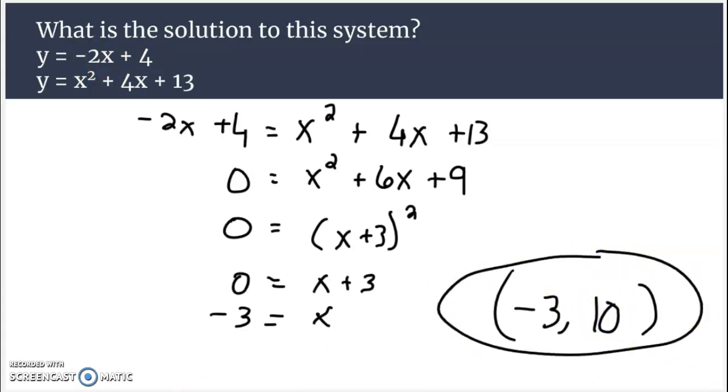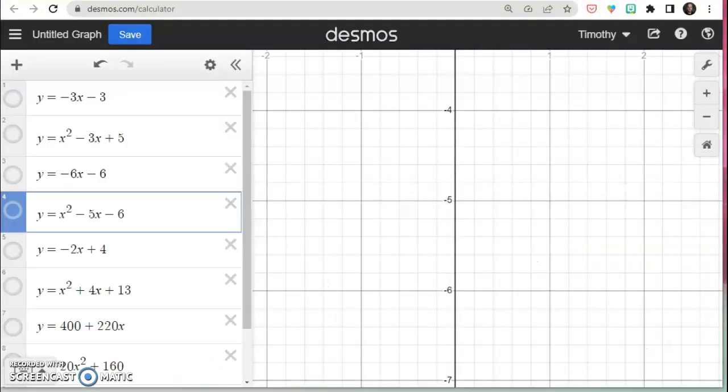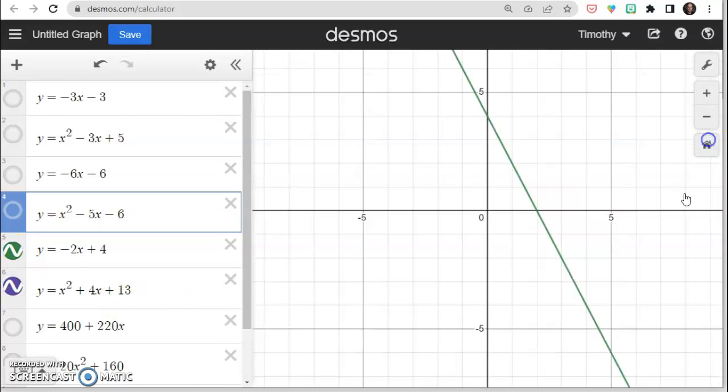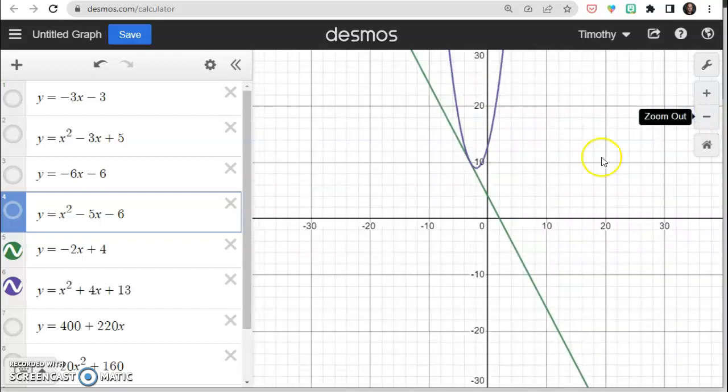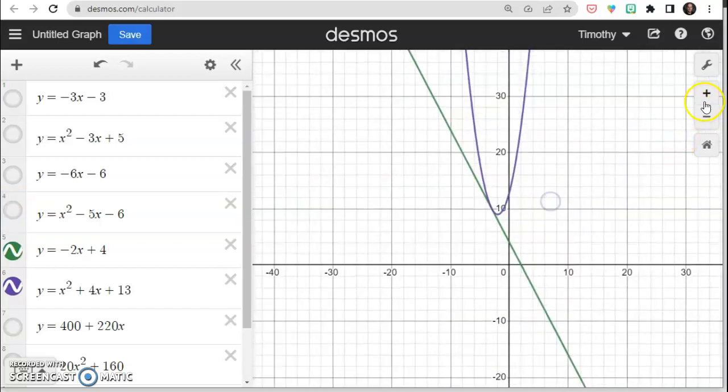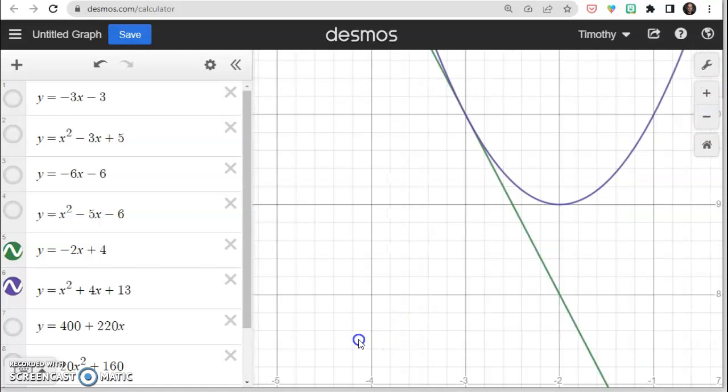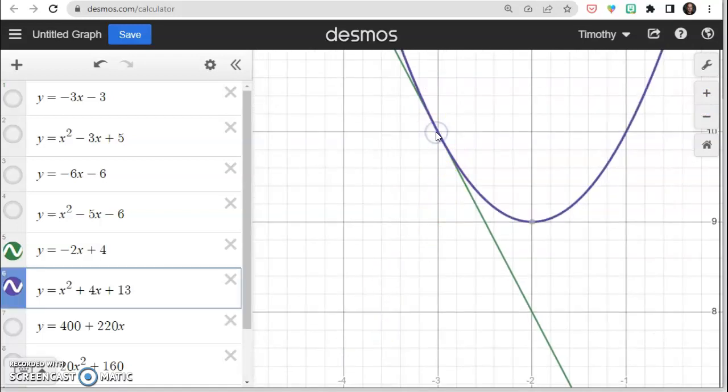And let's swing back over to Desmos and see this graphically. Negative 2x plus 4, x squared plus 4x plus 13. There we go. Looks like we are crossing only one time. Right there. Yeah, negative 3, 10. There it is, right there. Negative 3, 10.